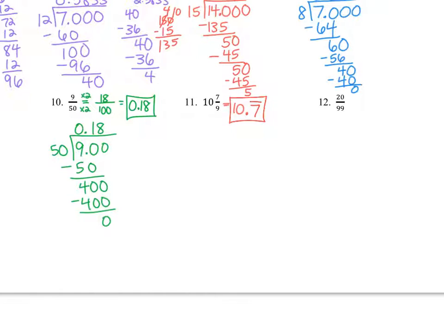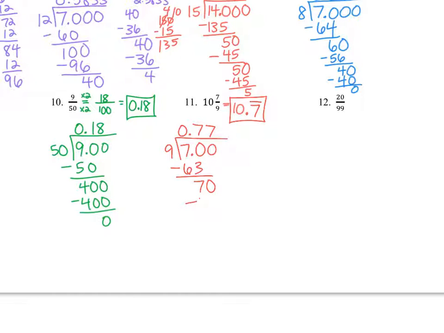Now, if you were unsure or you just didn't know that, it doesn't matter because we can still do long division and get the same answer. So if we do 7 divided by 9, I know that 9 does not go into 7. So we look at 70. 9 goes into 70 7 times because 9 times 7 gives us 63. Then we're left over with 7. Bring down our 0. We're asking ourselves the same question. How many times does 9 go into 70?